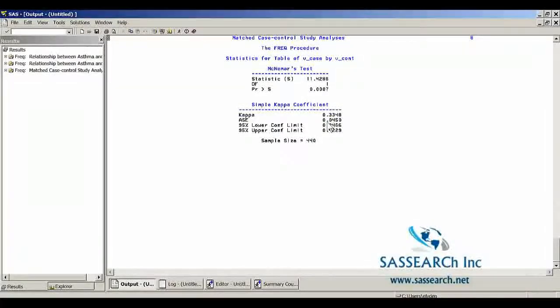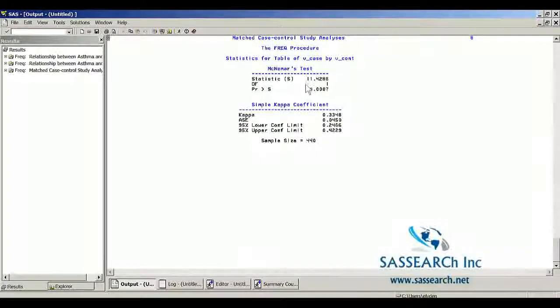And if we go down and look at our simple kappa coefficient, 0.33 indicates fair agreement between the case use of vitamins and the control use of vitamins. And that's not surprising, because if our McNemar's test is very, very significant, that would suggest that the proportions differ between the cases and controls.